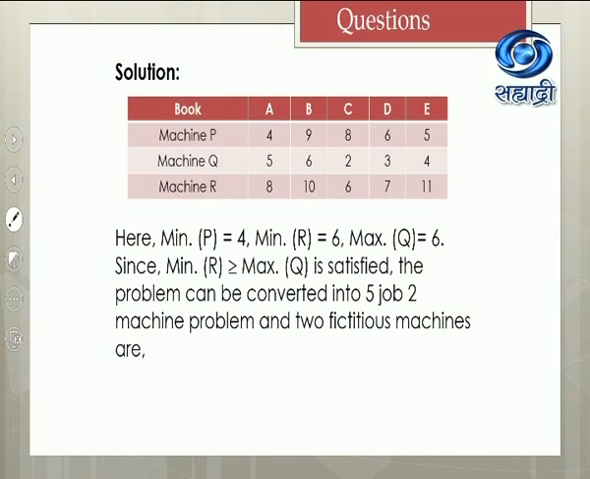So the problem can be converted into a 5 job 2 machine problem, and 2 fictitious machines are G equal to P plus Q and H equal to Q plus R. So students, we are just going to find out G by adding P plus Q, and H will be Q plus R. For example, G, the first element will be 9, and for H the first element will be 13. Then again for B it will be 15 and here 16.